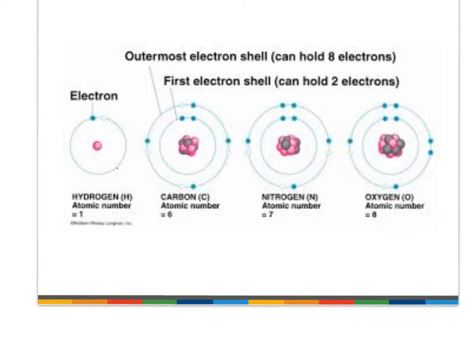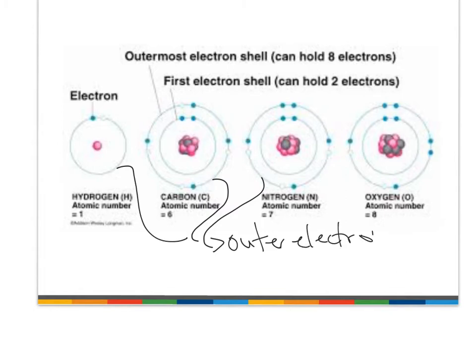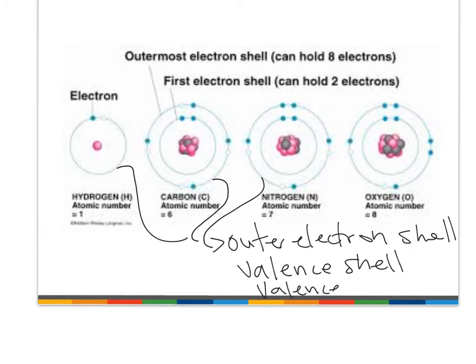The outer electron shell on all atoms has a special name, and that's called the valence shell. And the valence shell contains valence electrons. It is these valence electrons that interact with other valence electrons from other atoms to create chemical reactions.